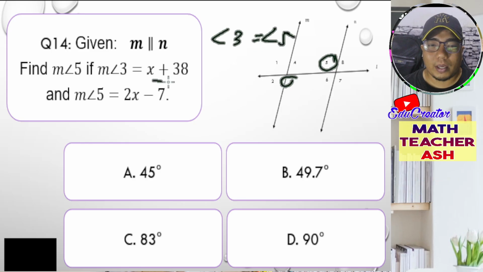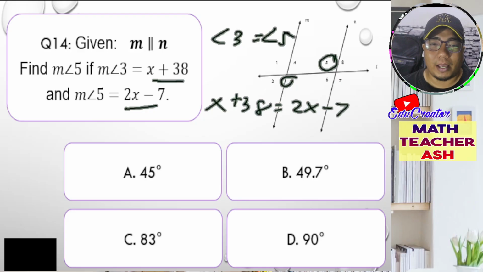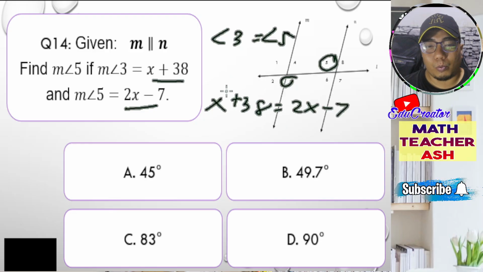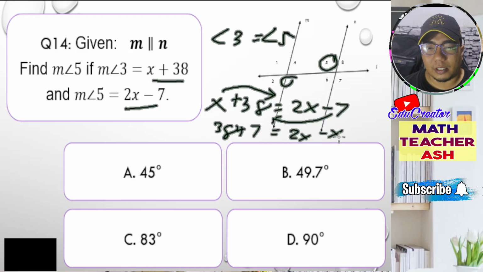Therefore, we can equate these two given expressions. So we have here x plus 38 is equal to 2x minus 7. Then let's apply the algebraic solution, and that is combining like terms. We will transpose the x to the right side of the equation, and we will transpose the negative 7, or the minus 7, to the left side of the equation, giving 38 plus 7, and here we have 2x minus x. That will give us x is equal to 38 plus 7, that is 45.